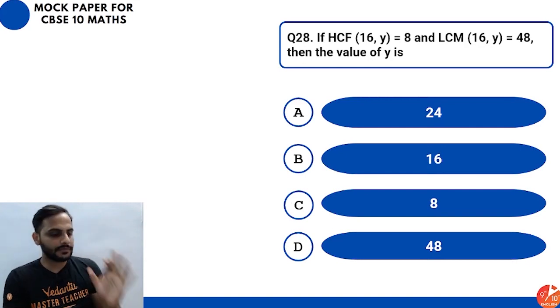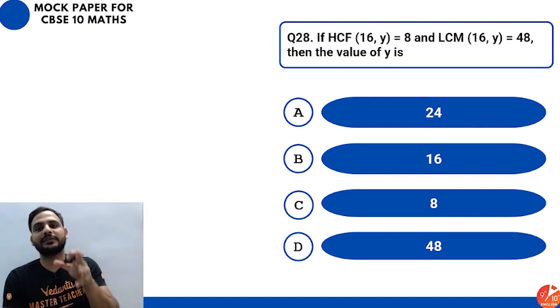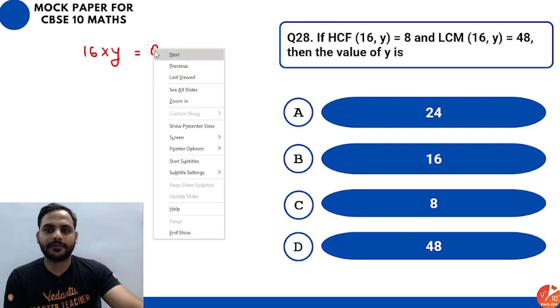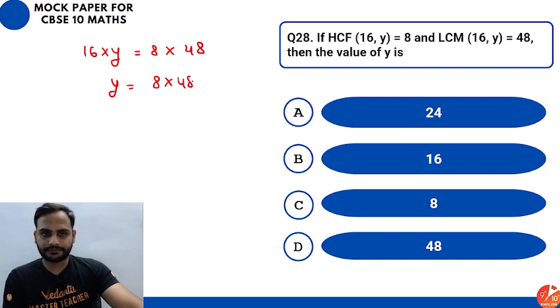Alright. Next one, if HCF of two numbers is 8 and LCM is given, find the value of y. This is a direct formula question. The product of the numbers is equal to the product of LCM and HCF. So y will be equal to 24.